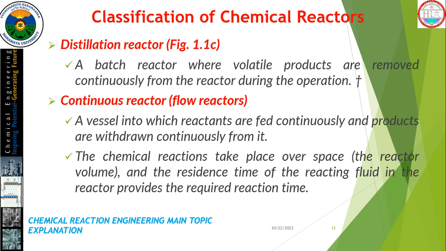The fourth one is continuous reactors or flow reactors. These continuous reactors or flow reactors can be classified into two: continuous stirred tank reactor and plug flow reactor. In a continuous reactor, a vessel into which reactants are fed continuously and the products are withdrawn continuously is considered a continuous reactor. There is a continuous feeding of the reactants and continuous withdrawal of the product.